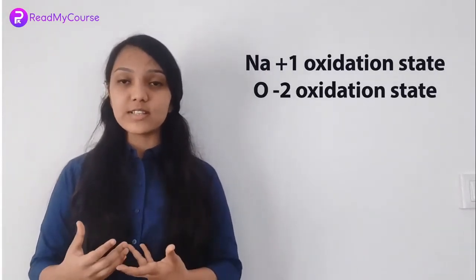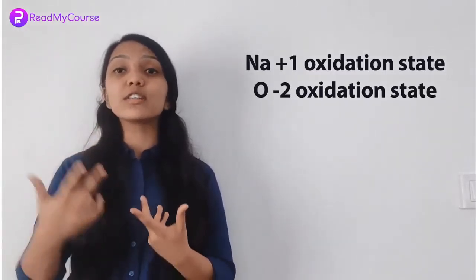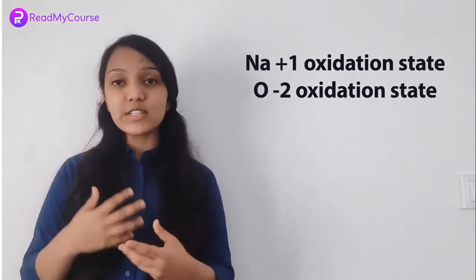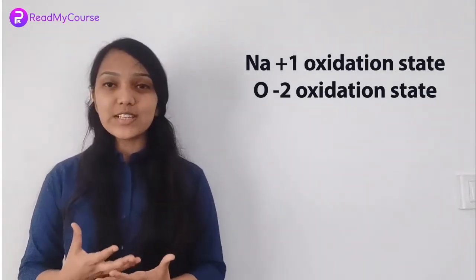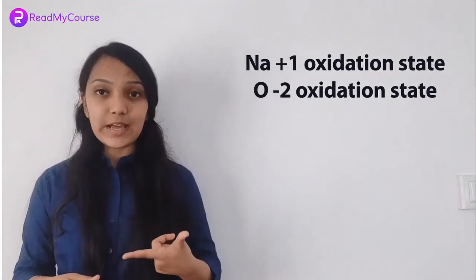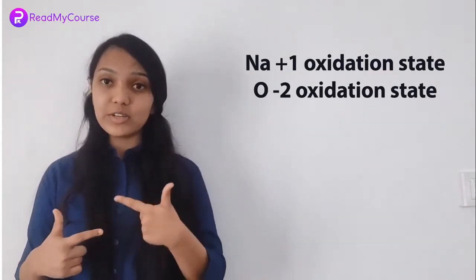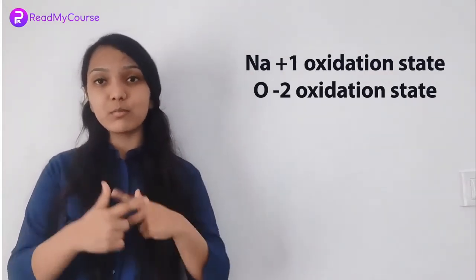So what oxygen does is it shares two electrons from sodium. So oxygen will gain an oxidation state that is -2. So oxidation state is nothing but the charge acquired by the atom on the basis of the electronegativity of the other atom it bonds to.